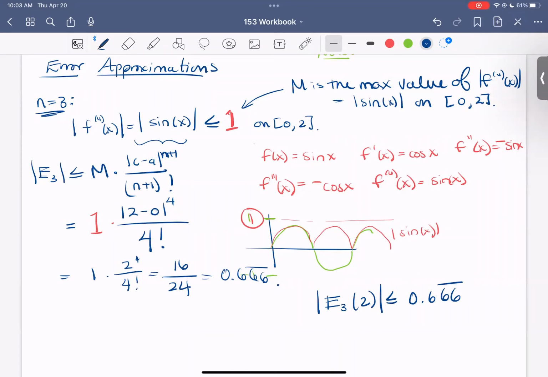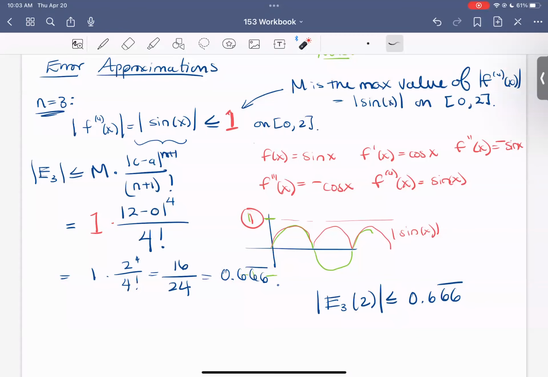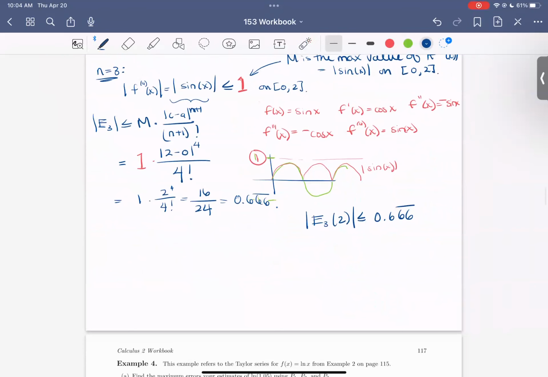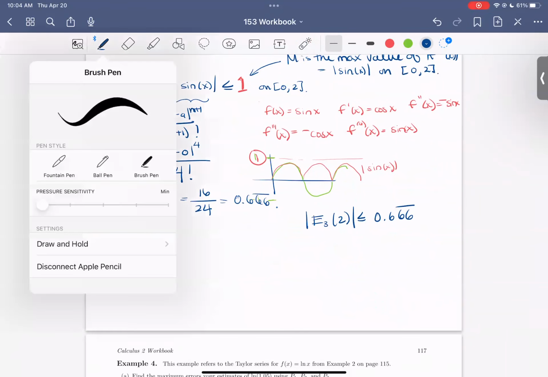Meaning we know for sure that the difference between our polynomial's value at 2 and our sine function value at 2 is 2/3. So you might be thinking to yourself, well, that's not a super great approximation. Well, let's look at what happens as n gets larger.